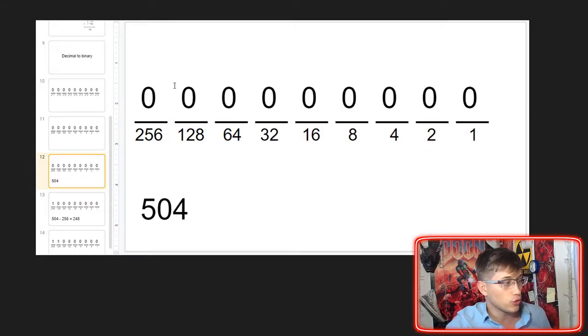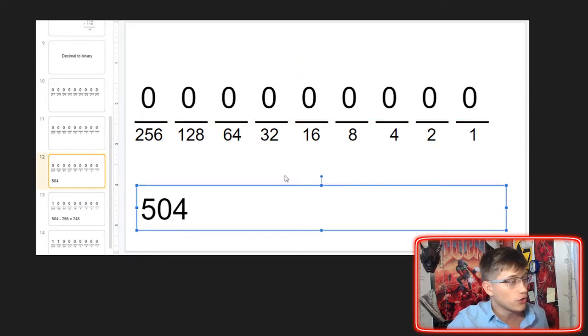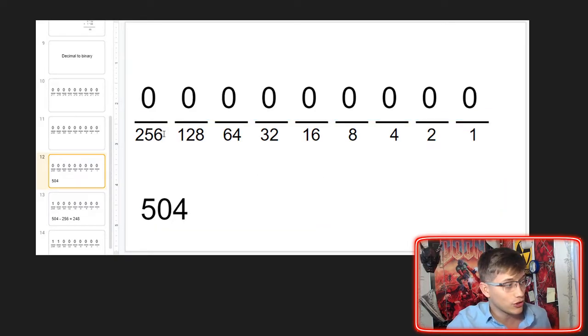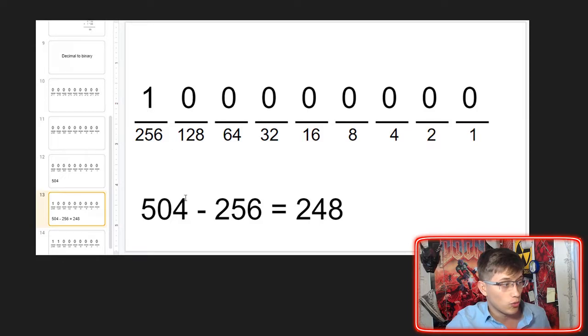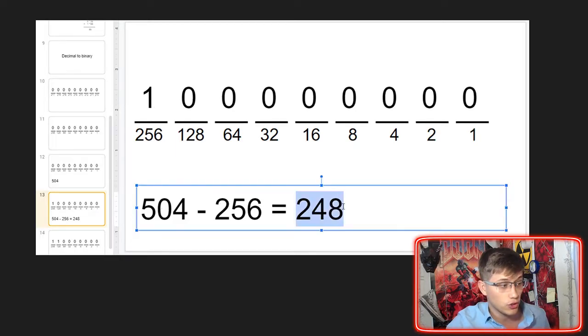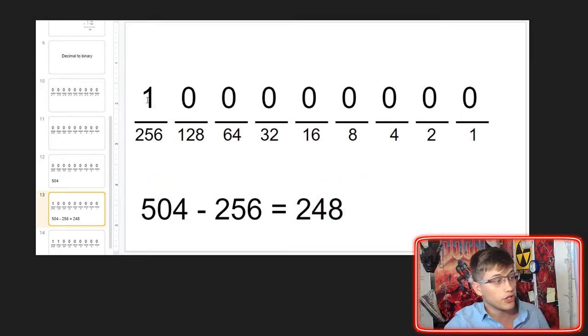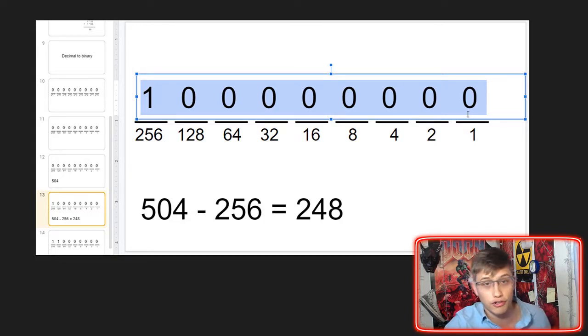So what you do here is you work from the left to the right, and you see if it fills in. You see if you have enough remaining in order to fill in that column. So for this first example, we're looking at the 256 column, and we need to know whether or not 504 is bigger than 256. Okay, it is. So what we do is we fill in that column, which means we've represented 256 already, but that leaves 504 minus 256, 248 remaining.